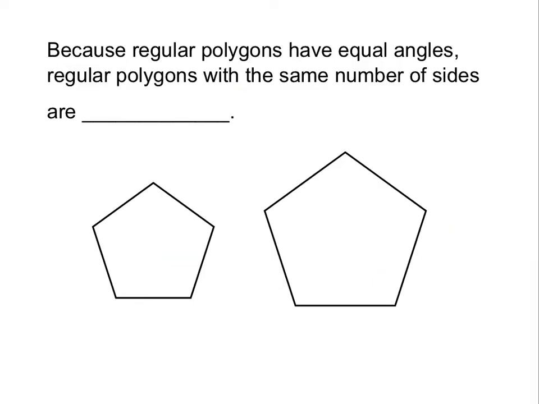Now this is kind of what ties into this chapter. It says because regular polygons have equal angles, okay, we know that from Wednesday's lesson, therefore if these angles are all the same, so are these. Regular polygons with the same number of sides are similar. So what that's saying is that you have two shapes that have the same amount of sides, whether it's squares, triangles, pentagons, hexagons, whatever, and they're regular, so they all have equal angles, and then they're also similar.